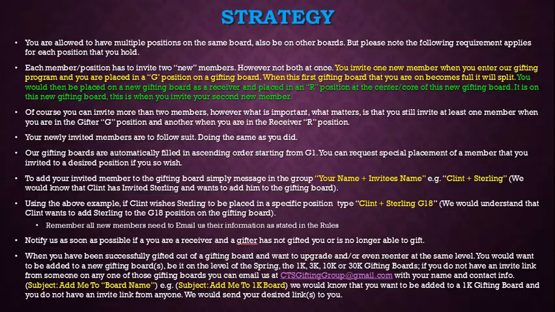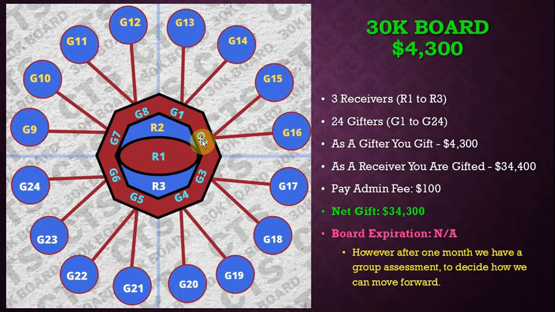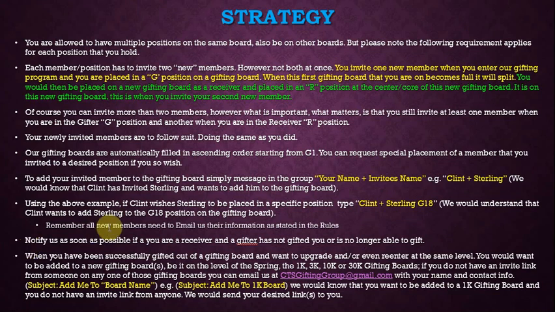Alright, so for example, if Clint wants to add Stefan, Clint would put Clint plus Stefan G18. So that will mean Clint wants to put Stefan in this position, G18 position, for whatever reason. Remember, all new members need to email us their information as stated in the rules, which would be your name, the board number that you're on, and your contact information, your cell phone number. Notify us as soon as possible if you are a receiver and a gifter has not gifted you or is no longer able to gift.